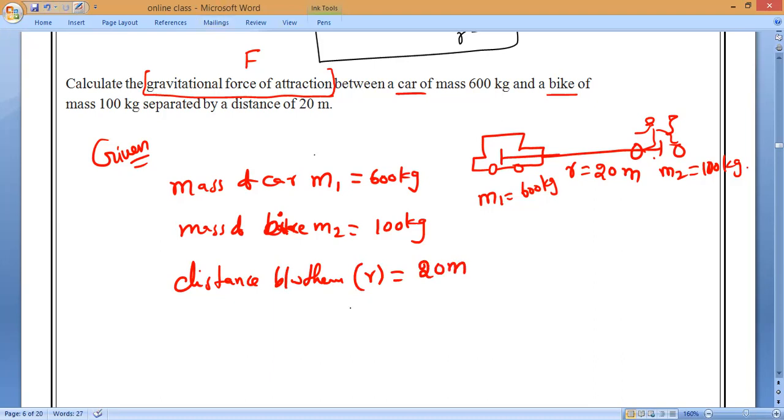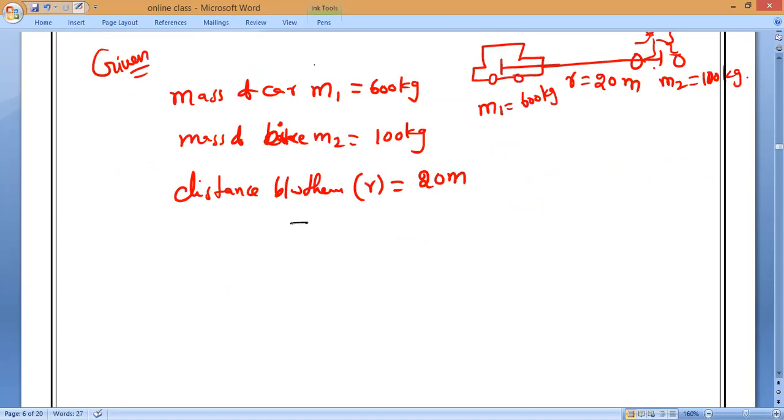Next, they're asking to calculate the force of attraction F. So we know the G value. What is the capital G value?